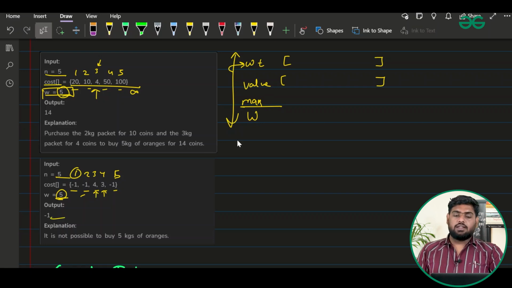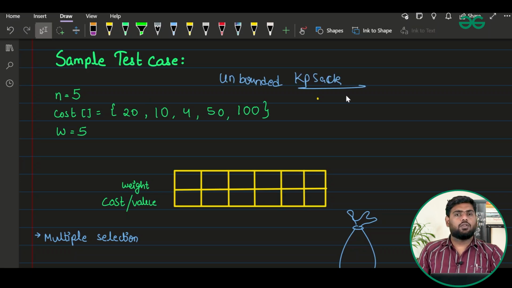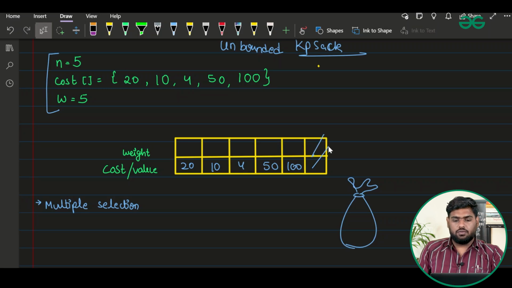See, what is being asked here? We have to minimize the cost. What is given? Cost array is given, our input is given, and the capacity is given. Now, in this case, this problem is actually becoming closer to unbounded knapsack. Let's see this example in this pattern. I have just taken the sample test case one here. I have this array and I have these costs. So I have 20, 10, 4, 50, and let's say 100, like this one. And here I have 1, 2, 3, 4, and 5.